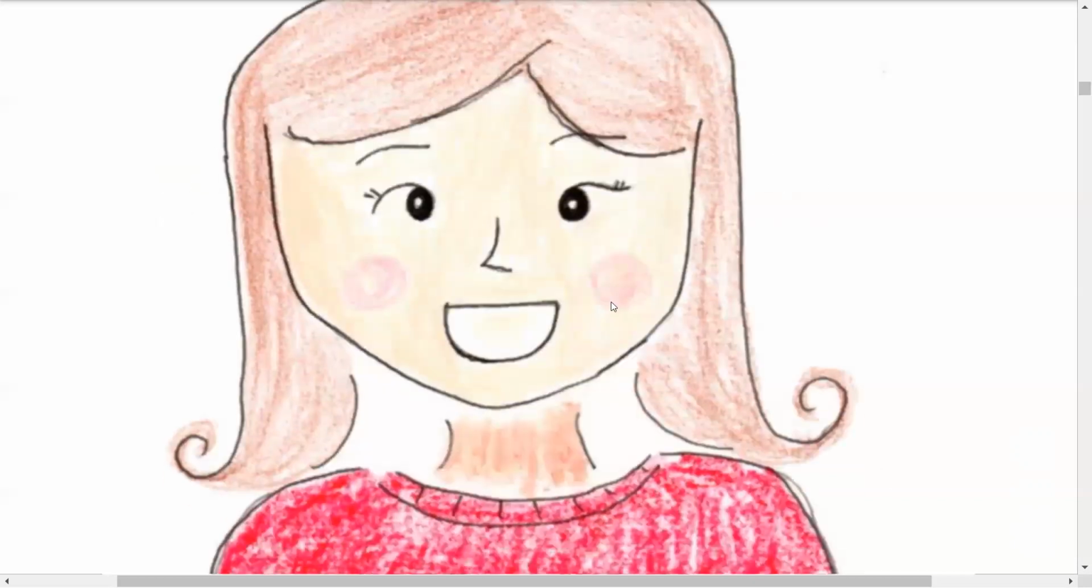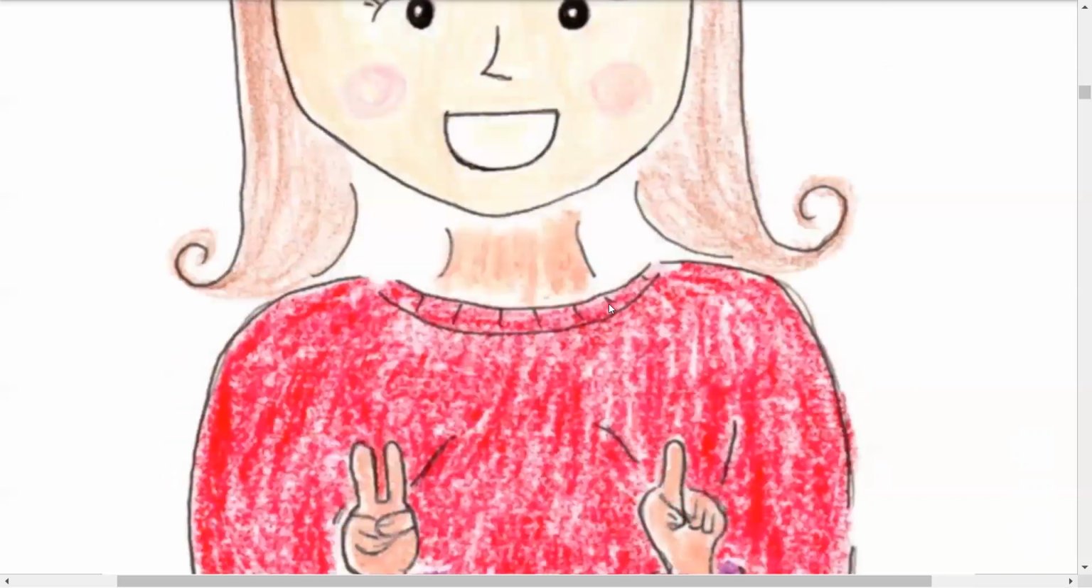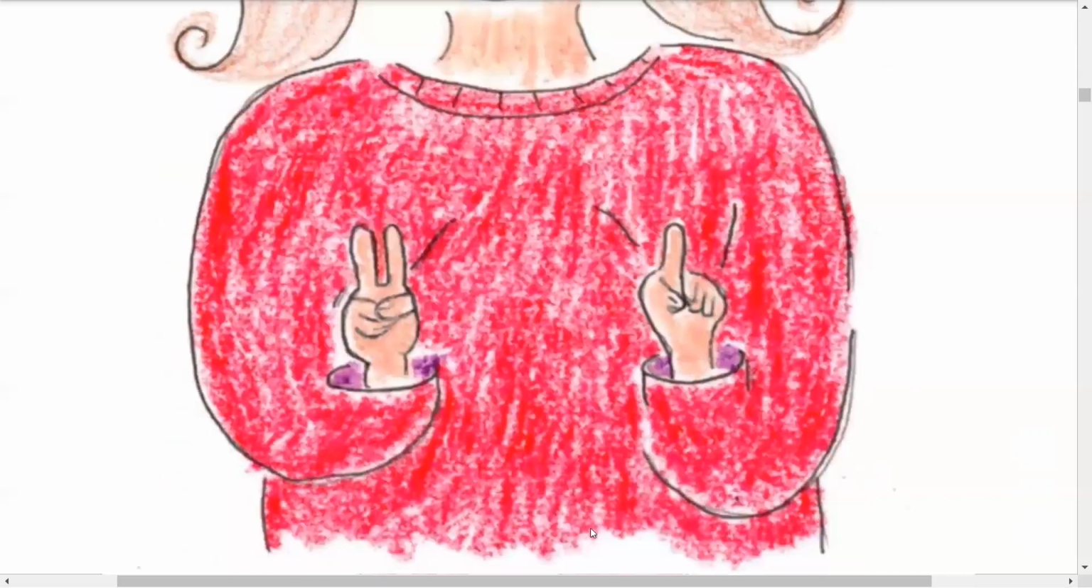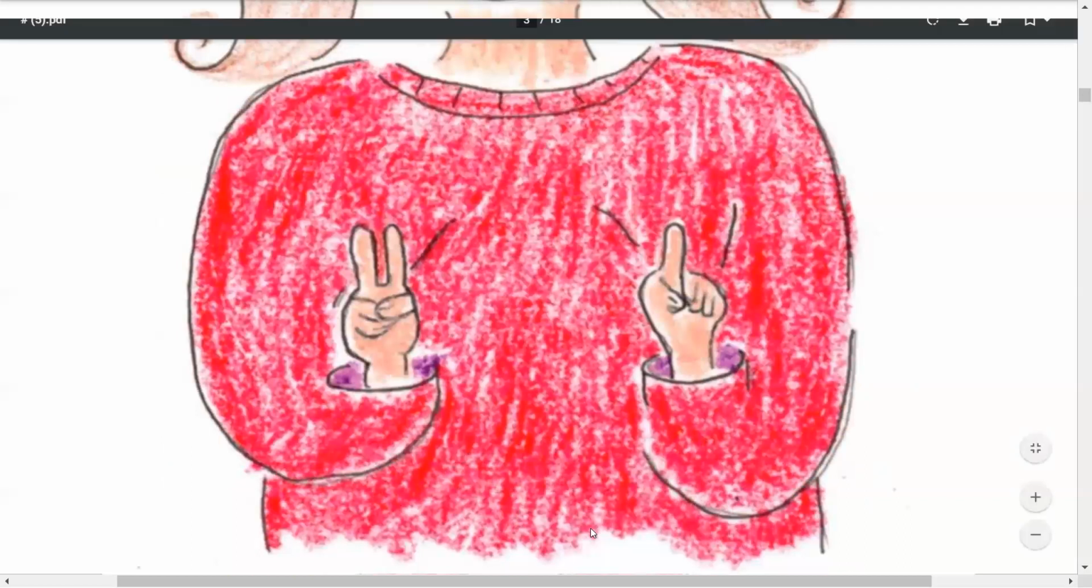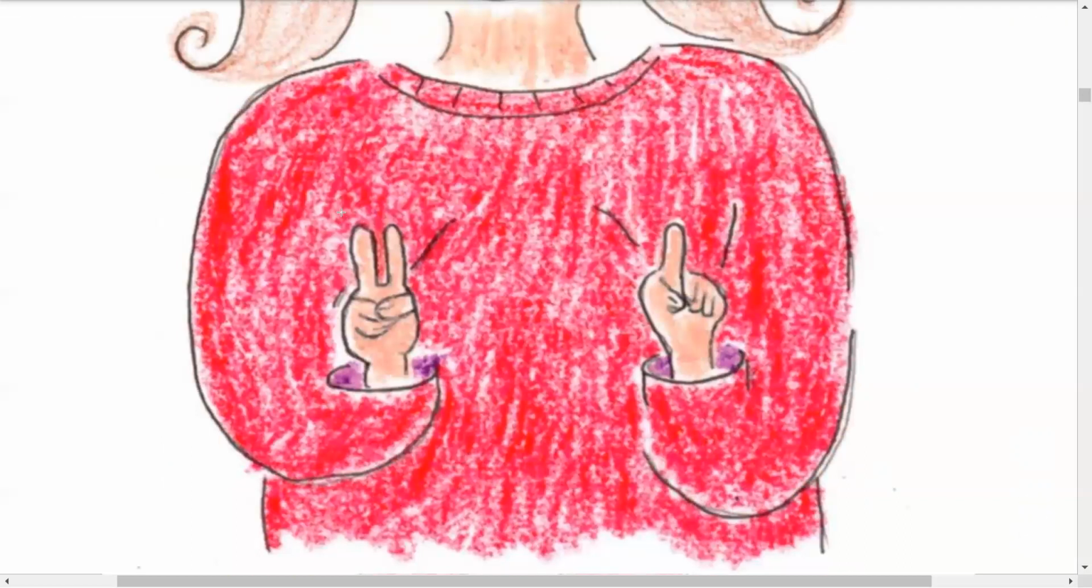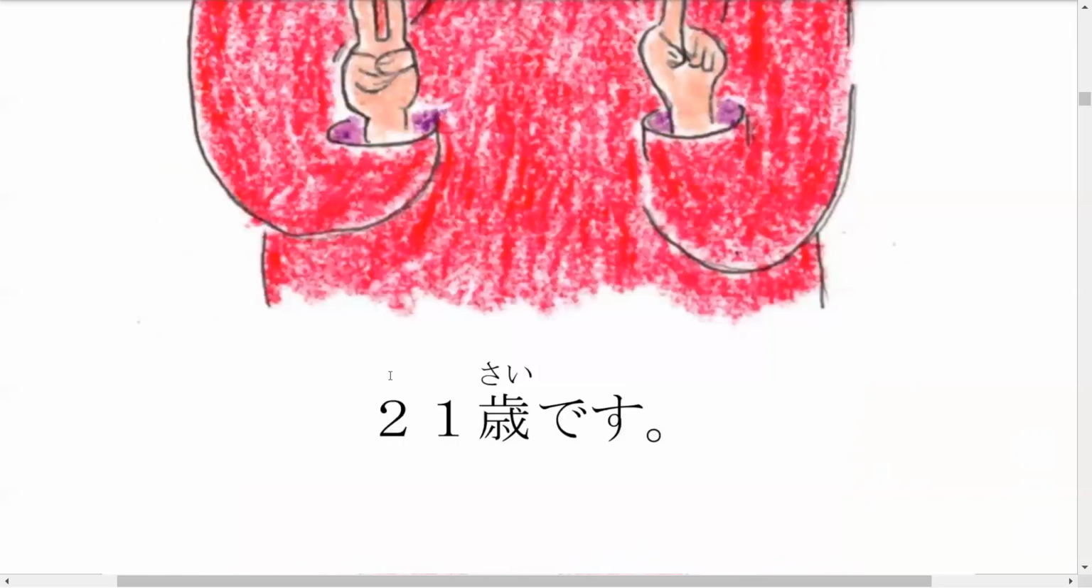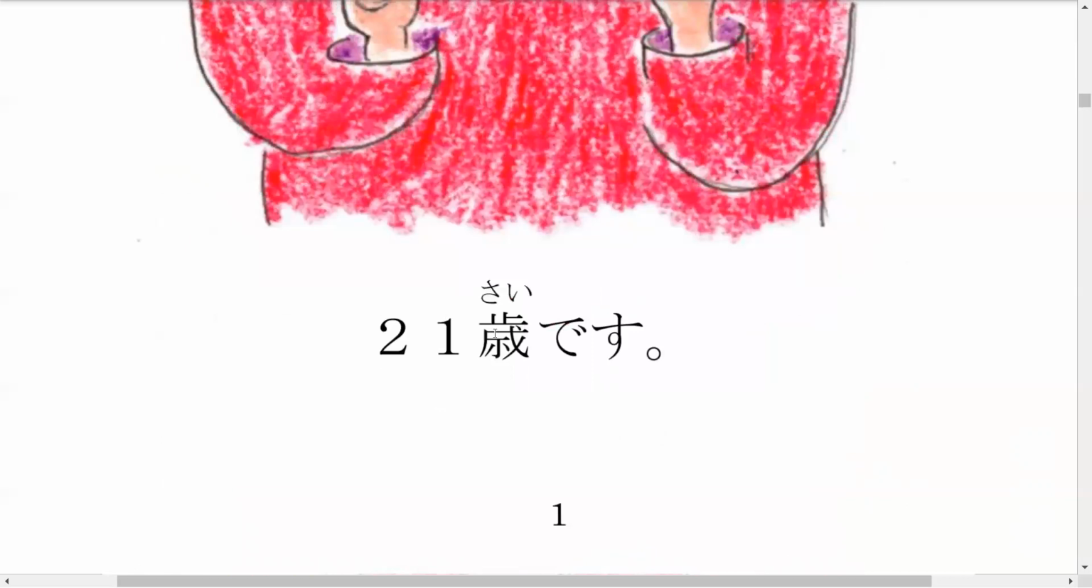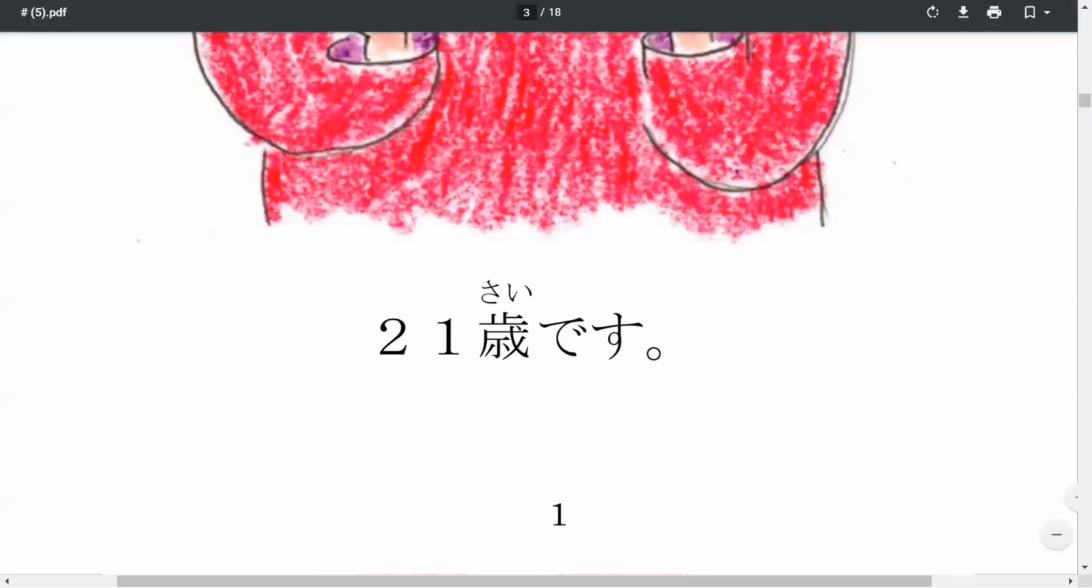So we have our character this time, Marina. Let's take a look at what she said with this one: 2 and 1. What does she mean by that? It means her age. So we have niju isai. We don't say niju ichisai, so this is exempted. Niju isai desu.